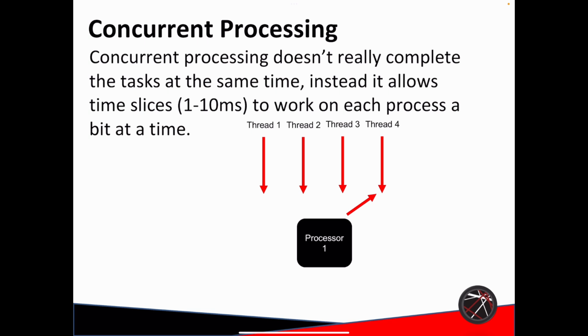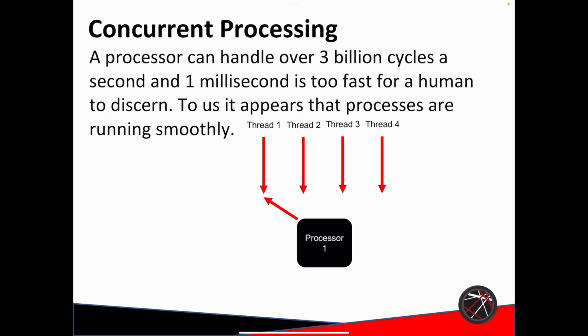I can hear you hopefully asking yourself, well, that's fine, but that's not doing it at the same time, is it? Surely there'll be a big delay between activities. Well, there shouldn't be, because if you remember, a processor can handle over 3 billion cycles per second. In other words, that is too fast for a human to even be aware of, to notice, to see.